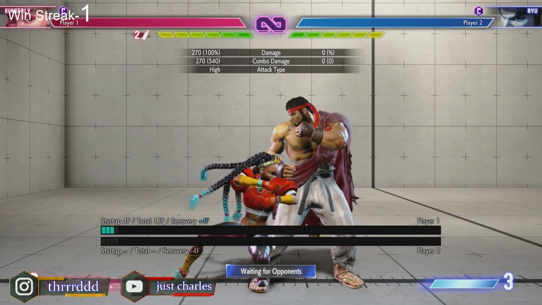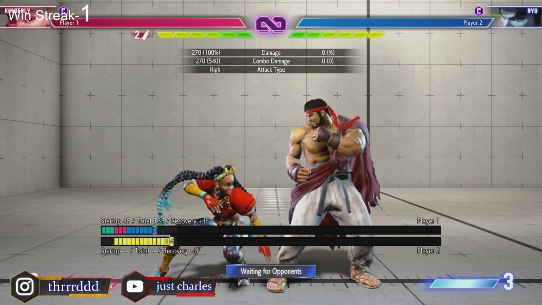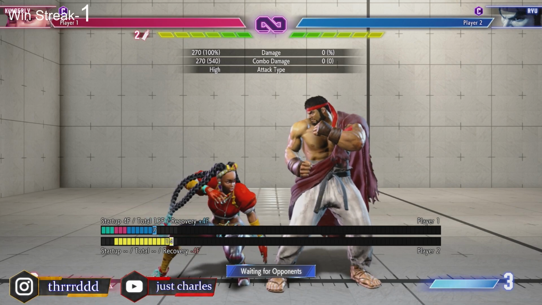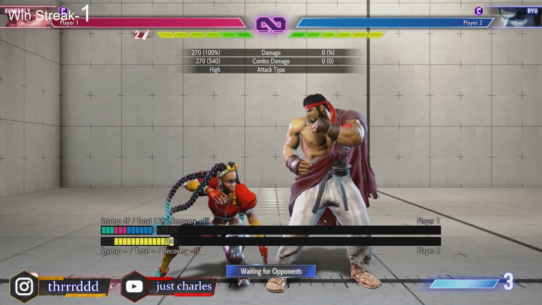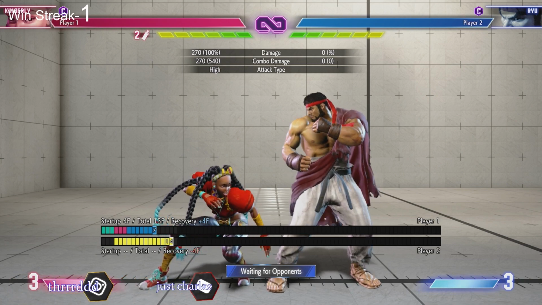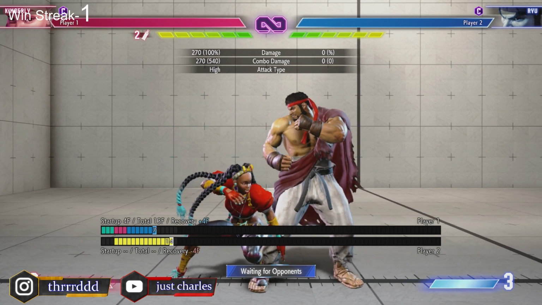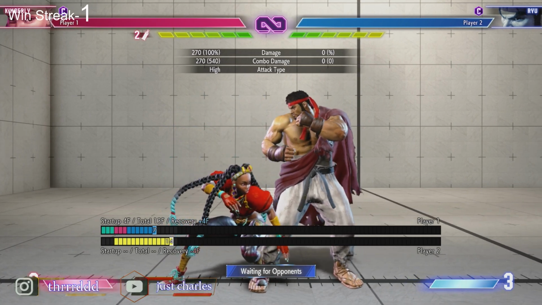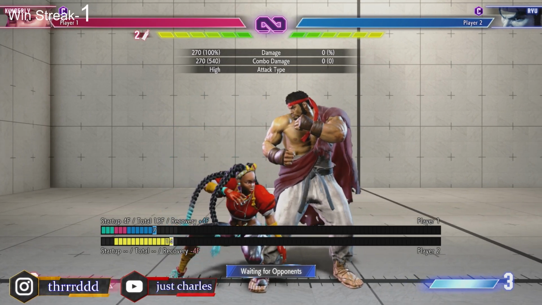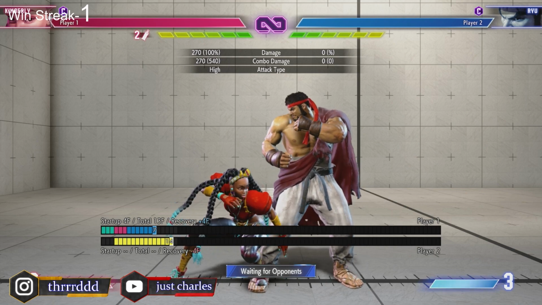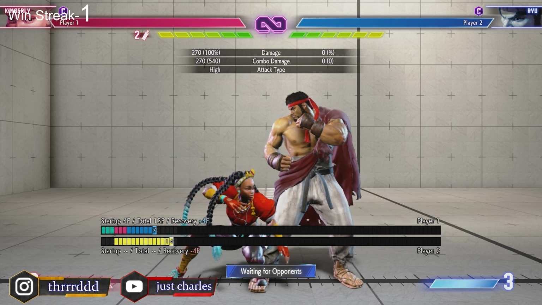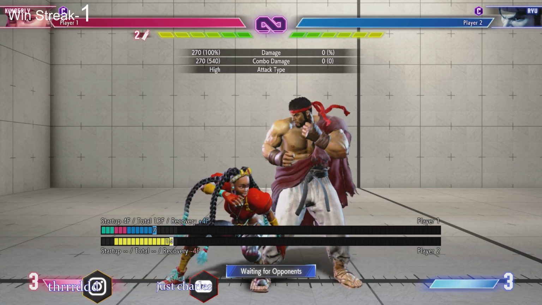Recovery, I have 4 frame recovery, right? That means I can move before my opponent moves, and that is what creates combos. So as I have 4 frames, and I throw out a 4 frame move, that means what? My move should connect, right? So I throw out a down light punch, it's going to connect.